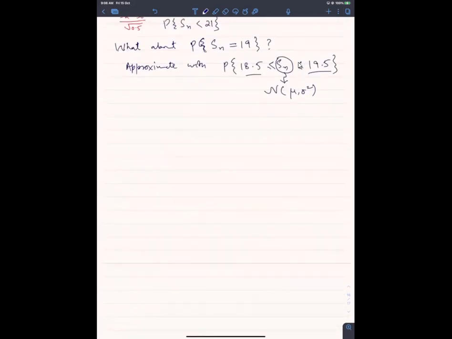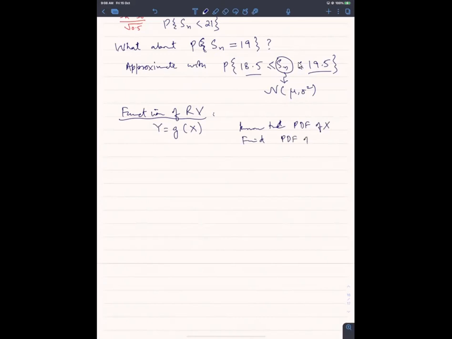Finally, I'm going to talk about the function of a random variable. We already had a brief discussion about this. So you have a random variable x and y is a function of x. Y is g of x. You know the PDF of x. Find the PDF or CDF of y. So very easy, very easy.